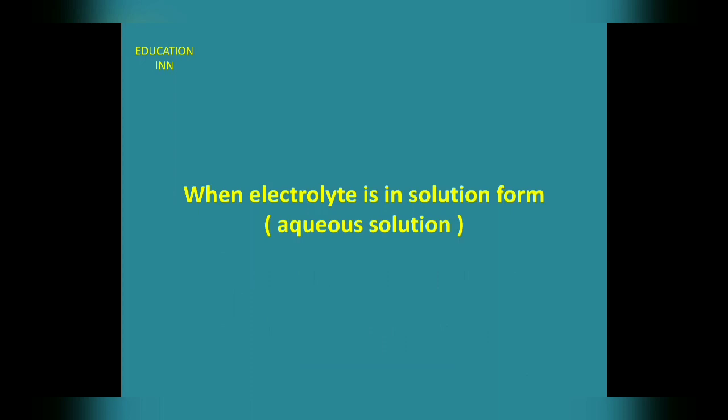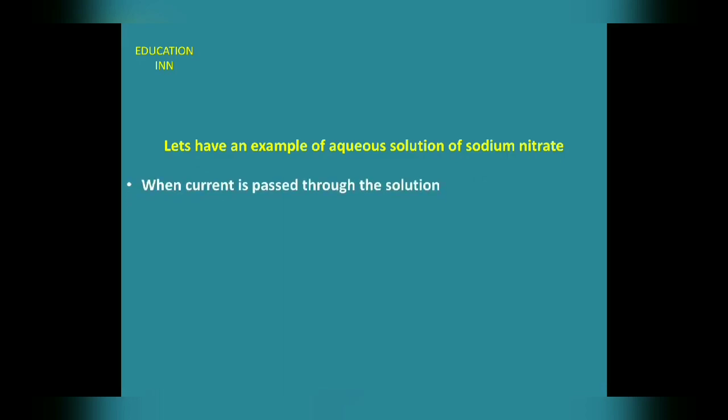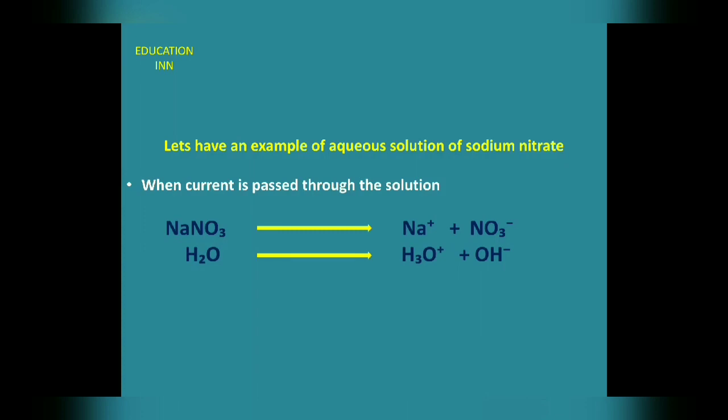Now let's talk about when the electrolyte is in solution form, or in aqueous solution. Let's have an example of aqueous solution of sodium nitrate. Sodium nitrate is a salt. When current is passed through the solution, sodium nitrate ionizes into sodium ion and nitrate ion. Since it is an aqueous solution, it also contains water molecules. So on passage of current, water molecule also ionizes as hydronium ion and hydroxyl ion.